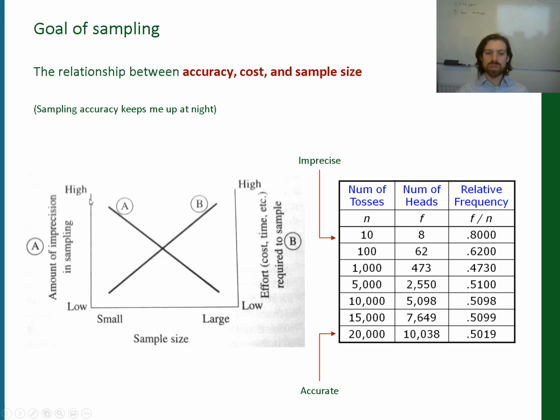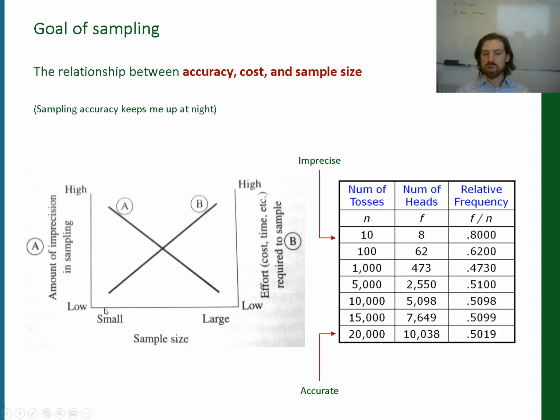Okay, so what do we have here? Essentially this is just a theoretical description of the trade-off which you face between small and large sample sizes. Down here we have small sample sizes, and here we have large sample sizes. On the X-axis here we have the level of imprecision in the sampling, and it goes from low to high. And then on the Y-axis we have the amount of effort, so cost and time, required to sample. It goes from low to high.